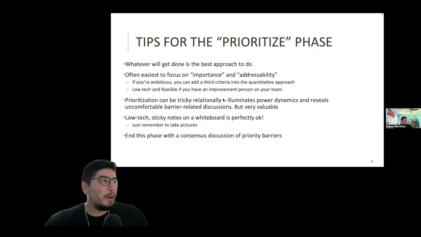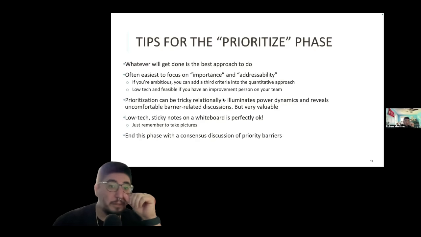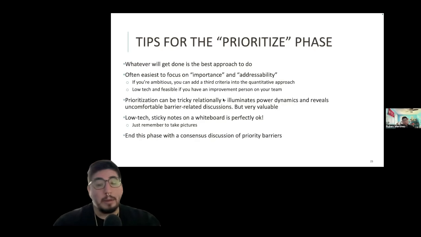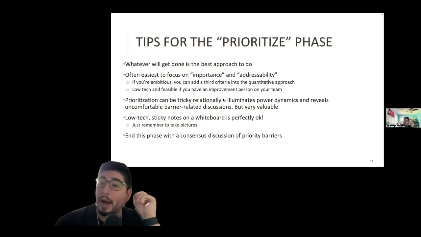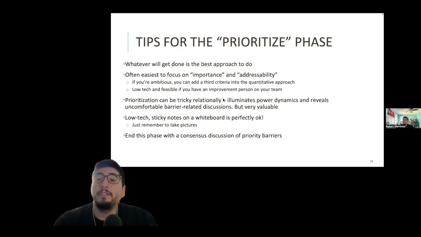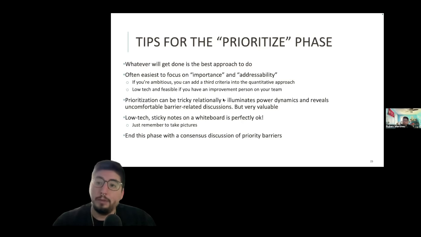So some tips for that prioritizing phase is that I really encourage you to do whatever's going to get done, whatever feels like it's going to be the most feasible approach. Oftentimes we focus on importance and addressability. Some people like modifiability. There's no gold standard criterion. What's important is that you define your criterion. So what does importance mean? What does addressability mean? It's not important that you pick one word over the other. What's important is that word is meaningful and well defined.